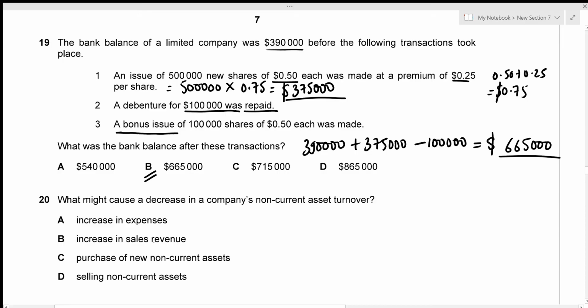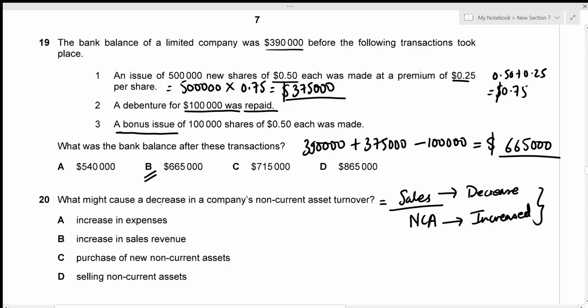What might cause a decrease in a company's non-current asset turnover? So non-current asset turnover is given by sales divided by the value of non-current assets. So if the value of the non-current asset turnover is to be decreased, then either the sales have to decrease or the value of non-current assets need to be increased. Alright, we're looking for these two.